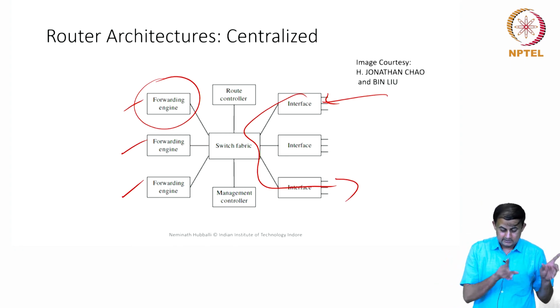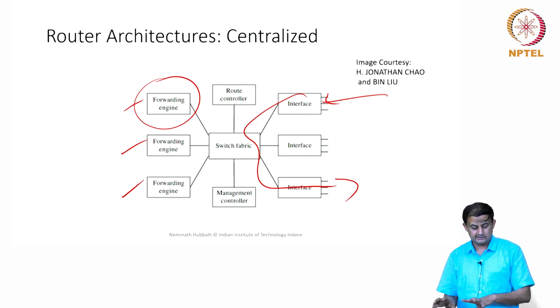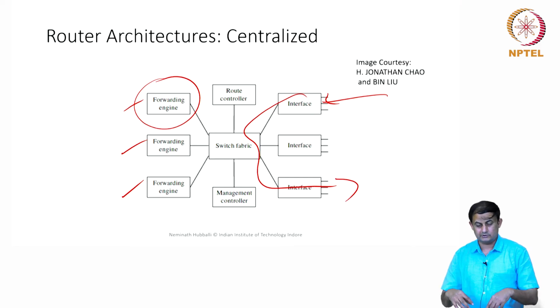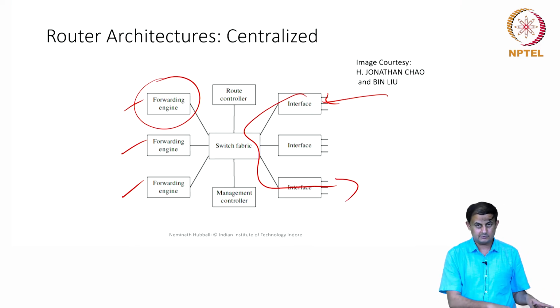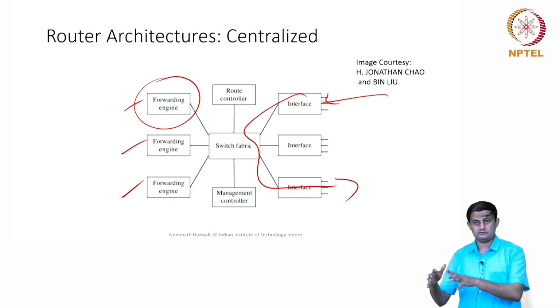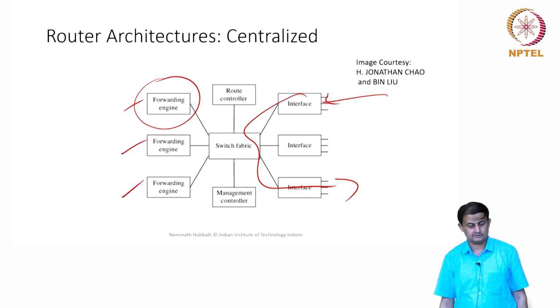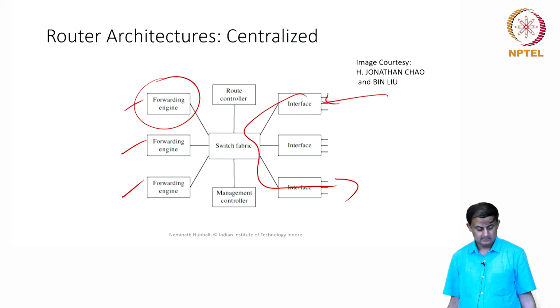So I'll summarize again. The route controller deals with the routing algorithms. The management controller has to do with the configuration of the router. The switch fabric interconnects the different interfaces. The forwarding engine typically does the lookup operation and tells on which output interface this particular packet needs to be forwarded.